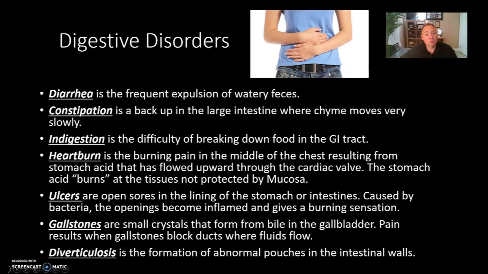Gallstones, these are just small crystals that are formed from bile in the gallbladder. They just harden up. Pain will result when these gallstones start blocking the ducts in the gallbladder where fluids flow back and forth. And then that buildup will cause pressure and pain. Diverticulosis, this is a formation of abnormal pouches inside the intestinal walls.